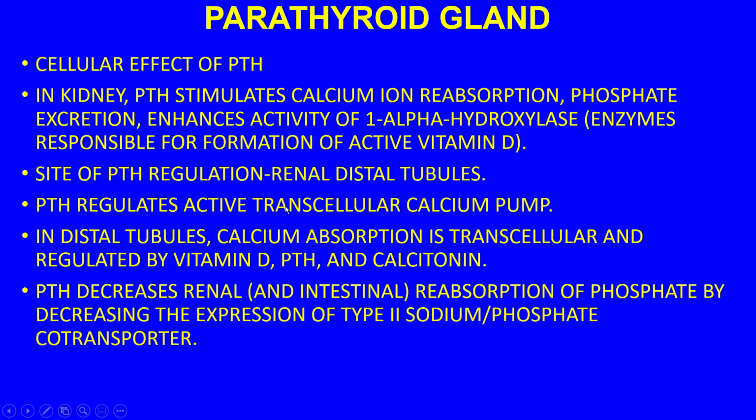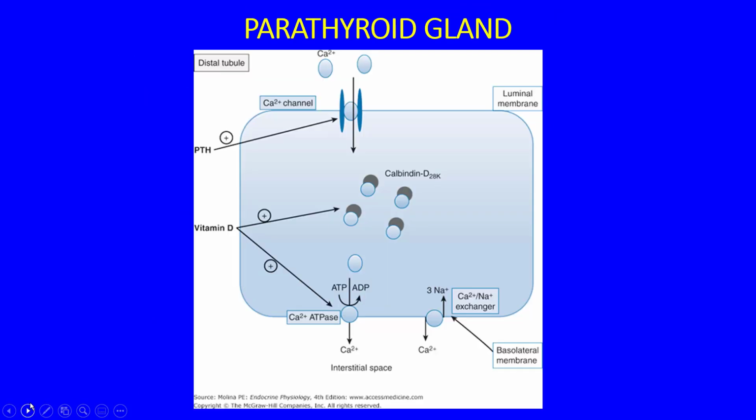PTH regulates active transcellular calcium pumps. In the distal tubules, calcium absorption is transcellular, crosses the cells. It's regulated by vitamin D, PTH, and calcitonin. PTH decreases renal as well as intestinal reabsorption of phosphate by decreasing the expression of type 2 sodium phosphate cotransporters. And you can see this in the diagram that's in your text.